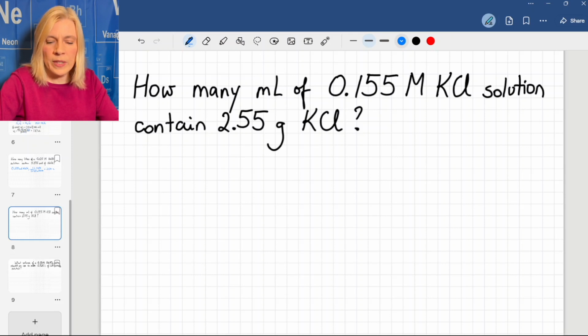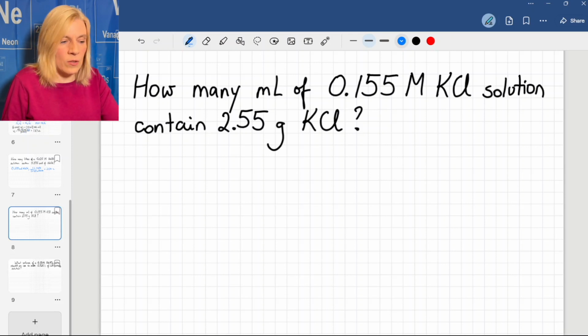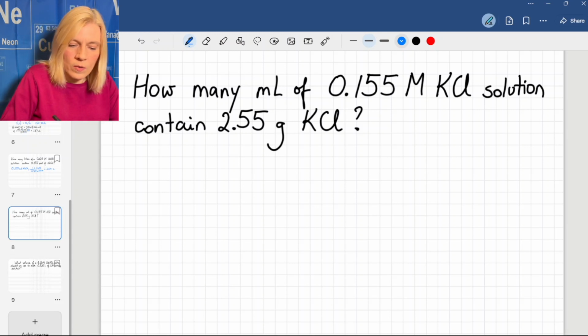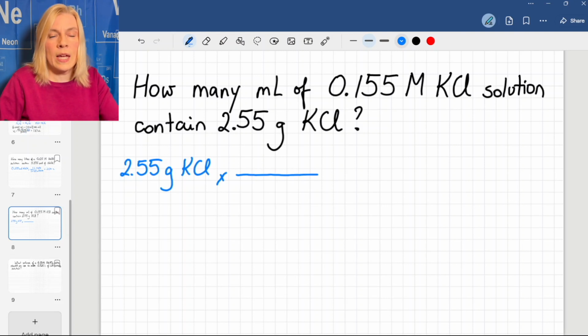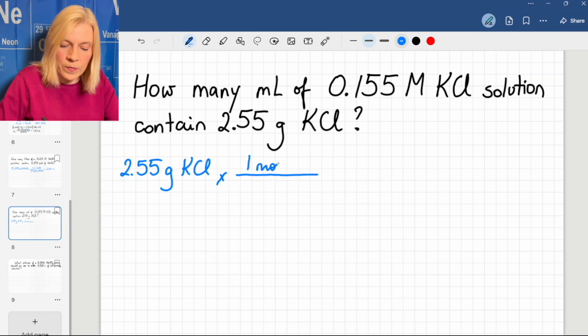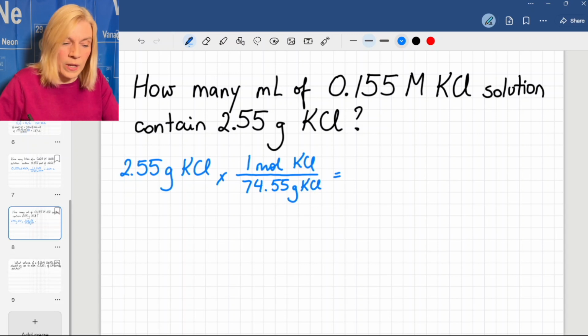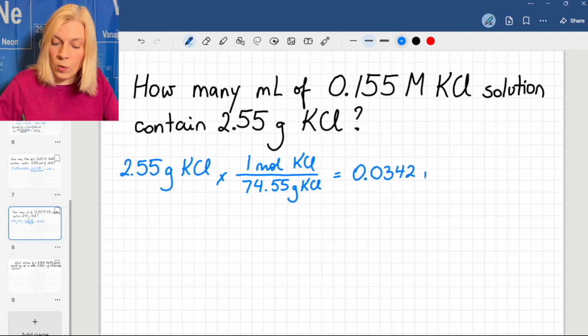So what do we have to do? We have to take these grams of potassium chloride and change it to moles. So let's do that first. We have 2.55 grams potassium chloride, and the molar mass of potassium chloride: if you add potassium and chlorine, 1 mole of potassium chloride is 74.55 grams of potassium chloride. And we plug and chug, and we will have 0.0342 moles of potassium chloride. Okay, now we have moles.